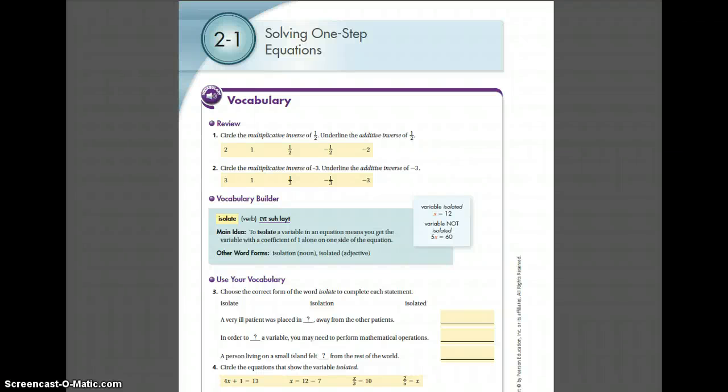Section 2.1, Solving One-Step Equations. Please fill out the study guide as we go through these notes. Review question number 1. Circle the multiplicative inverse of 1/2.